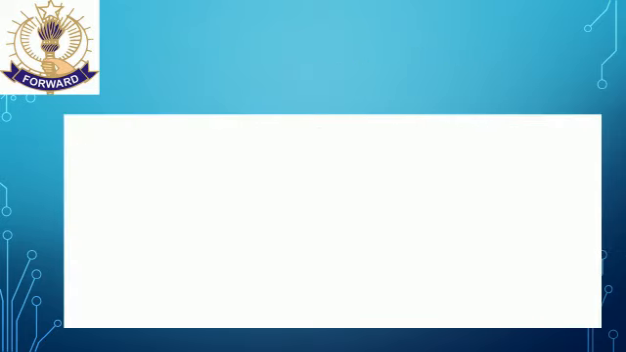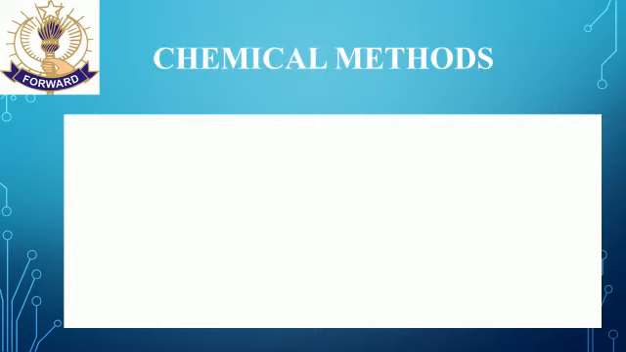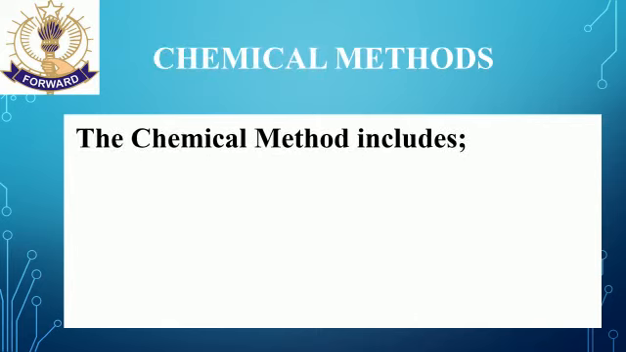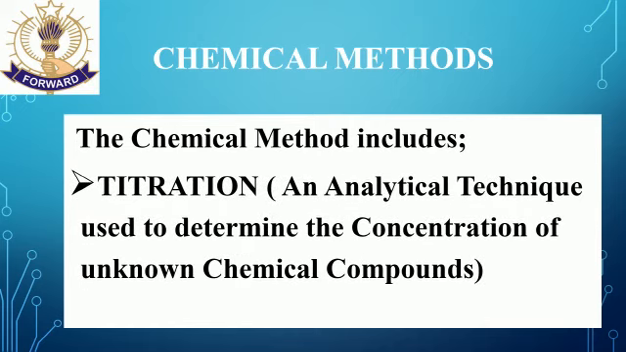Now we will discuss the chemical methods. What are the chemical methods by which we can recognize the chemical equilibrium? Dear students, the chemical methods include titration. Now what is titration? Titration is actually an analytical technique, an analytical method which is used to determine the concentration of unknown chemical compounds.